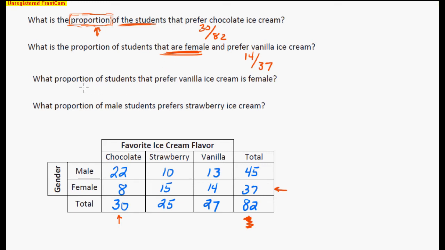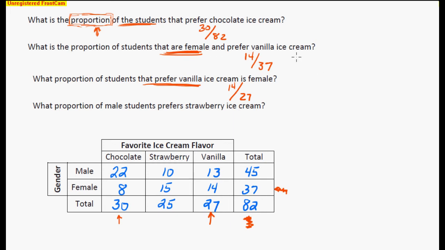Okay? Now, what's the difference between that one and this one? It says, what proportion of students that prefer vanilla ice cream is female? All right? So now let's see the difference here. What proportion of students that prefer vanilla ice cream? Well, where are the students that just prefer vanilla ice cream? Well, that's going to be these right here. This is the total number of students that prefer vanilla, right? So it's going to be something over 27. Well, how many of those are female? Right here, 14 over 27.